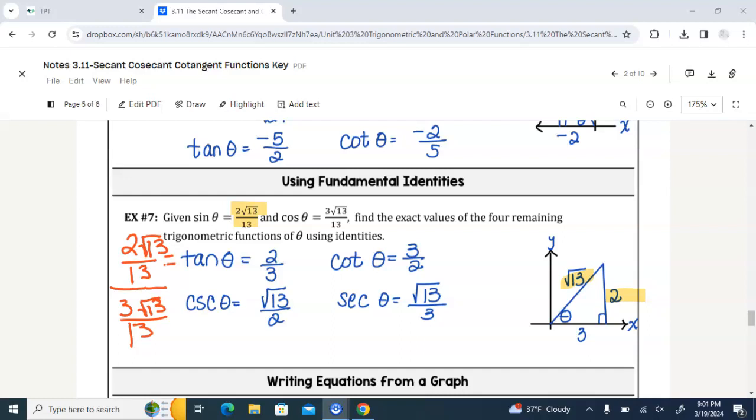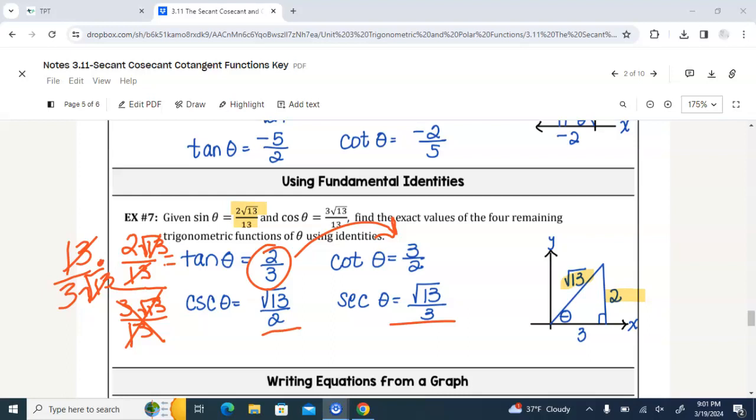So I would times this by 13 over 3 root 13. My root 13s cancel. My 13s cancel. And I still get 2/3. I did that by using the fact that sine over cosine is tangent. Once I know that, I know cotangent because I can just flip it around. And then these ones you just flip your function and then rationalize them.